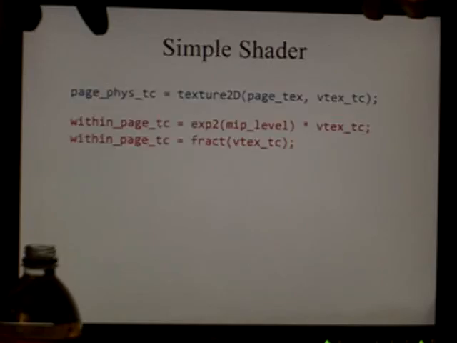So if we go back to the shader now, I'm going to compute my within-page texture coordinate. I'm going to take the MIP level of this page, which I'm not explaining yet how I get, raise 2 to that power and multiply by it. That shifts my decimal place down, and I'm going to take fract. That will give me just the fractional part, which is just the bits below the shifted decimal point.